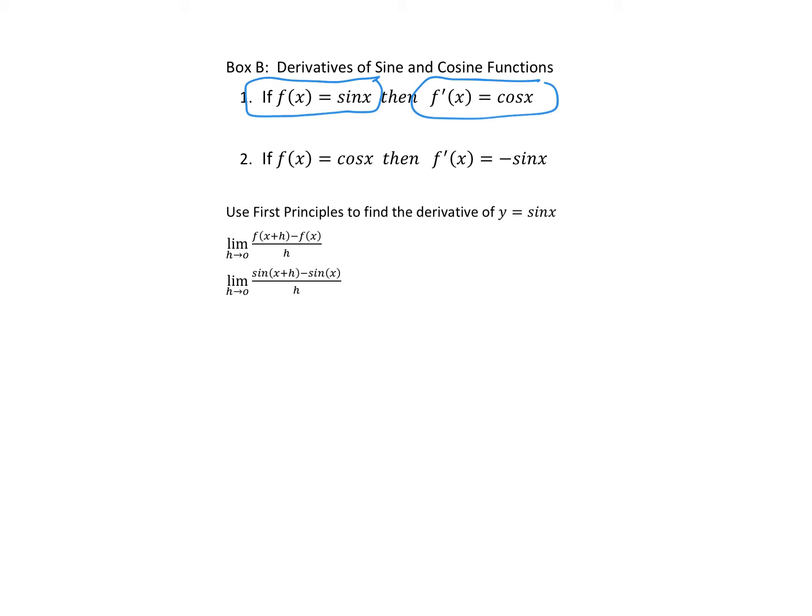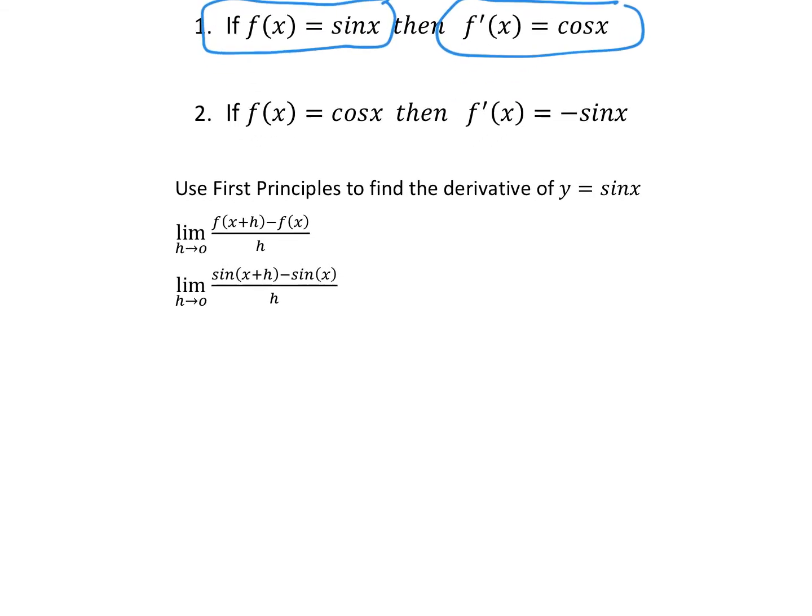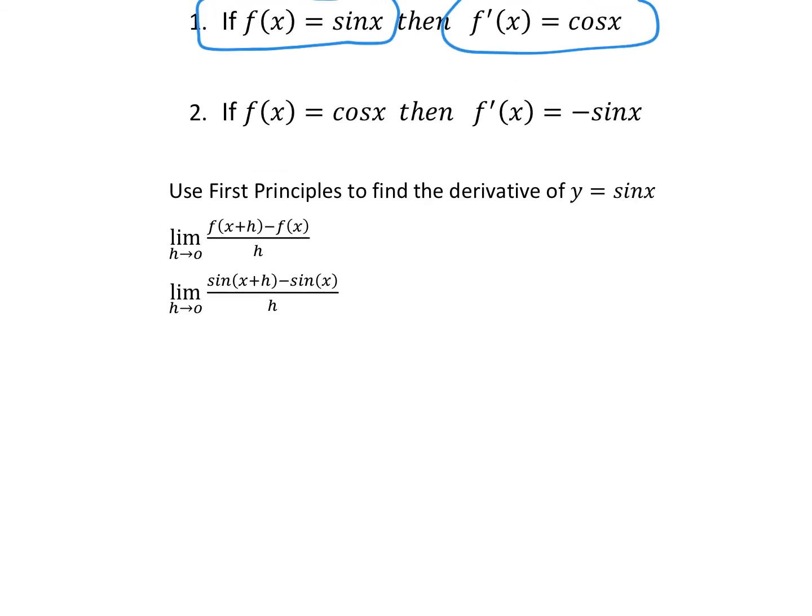Okay, so we're using first principles to prove this. So f of x plus h minus f of x over h, as the limiting value as h approaches 0. So we're doing the function sine x. So sine x plus h minus sine x over h. If you remember your compound angle formulas, there is a formula sheet at the beginning of the guide that you might want to refer to.